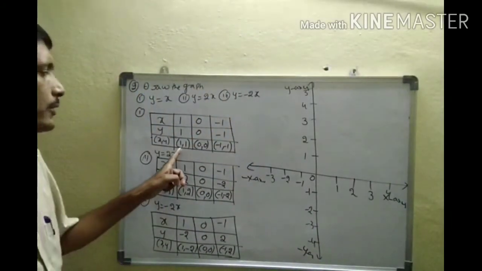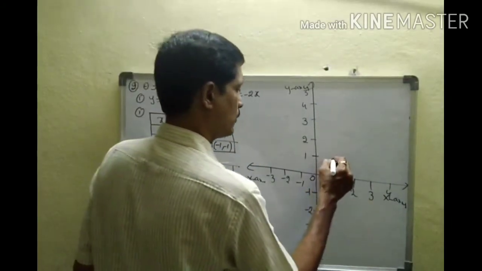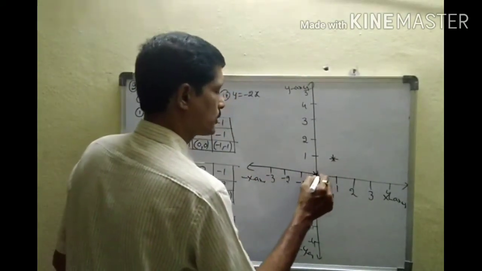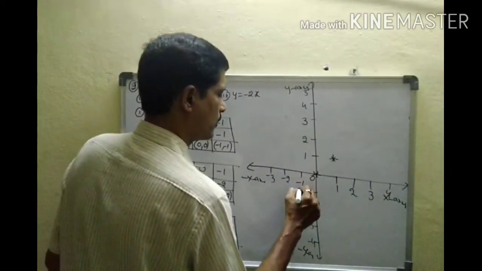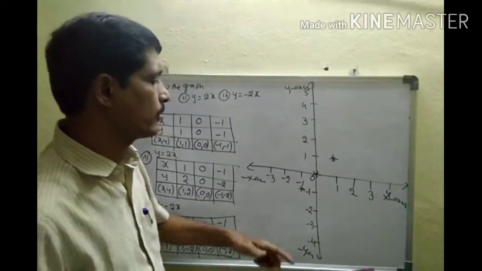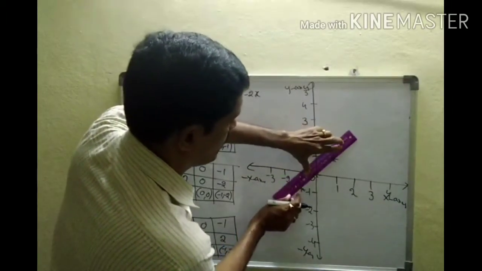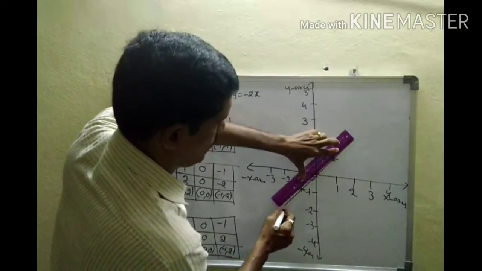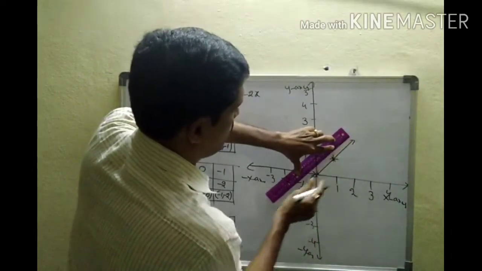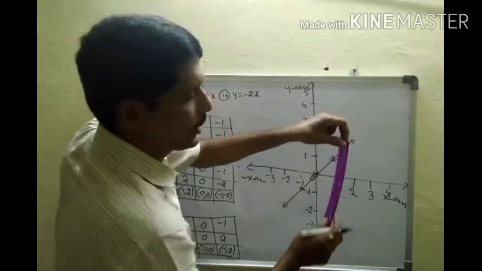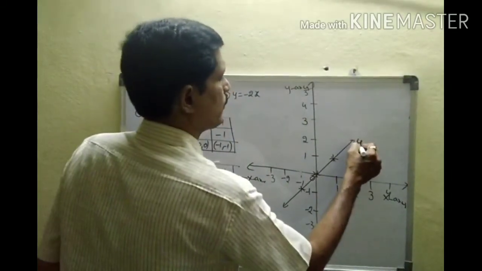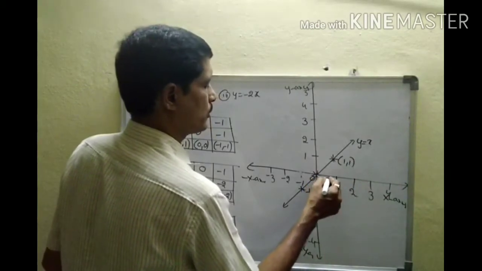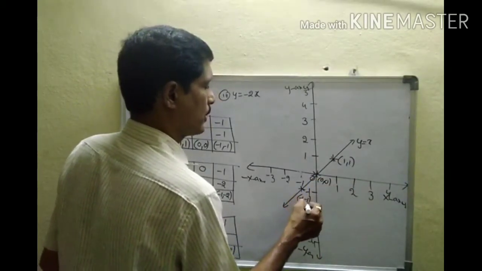Okay, here first one is 1 comma 1. Next 0 comma 0. Next one is here minus 1 comma 1. Therefore join these 3 points. Therefore this graph is y equal to x. The point is 1 comma 1. Here 0 comma 0. Here minus 1 comma minus 1.